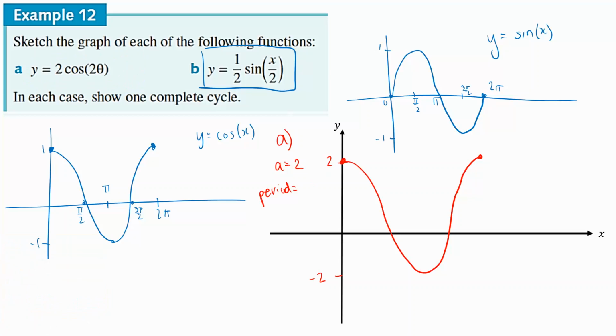What's the period? Pi. Pi is correct because n is 2, so 2 pi on n, which is 2, that gives you pi. So what that means is, to make one cycle, it takes pi distance. 2 times theta. Okay?